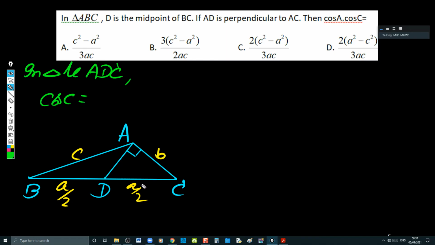This is a hypotenuse. A by 2 is a hypotenuse. B is the adjacent side. B divided by A by 2, which implies that your cos C is 2b by A. We got it, cos C.